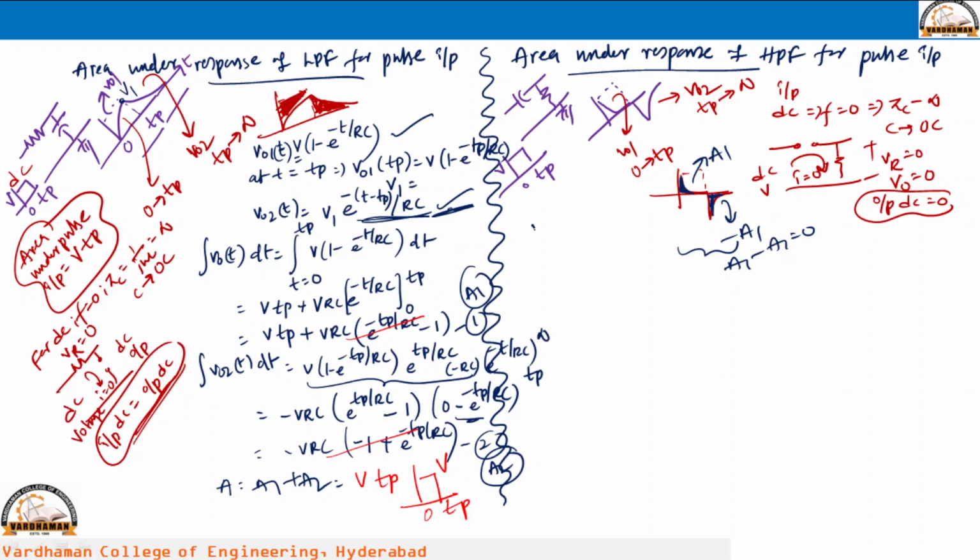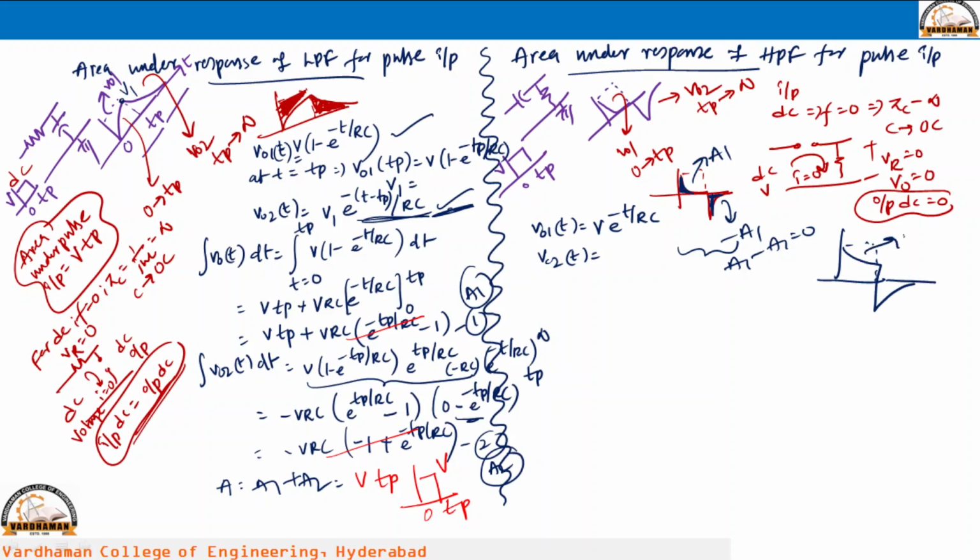V naught 1 of t is exponentially decreasing, so V into e power minus t by Rc. Then V naught 2 of t is, if it is coming from 0. Sometimes, because of the Rc, we can take the output like this also. It is a generalized one.